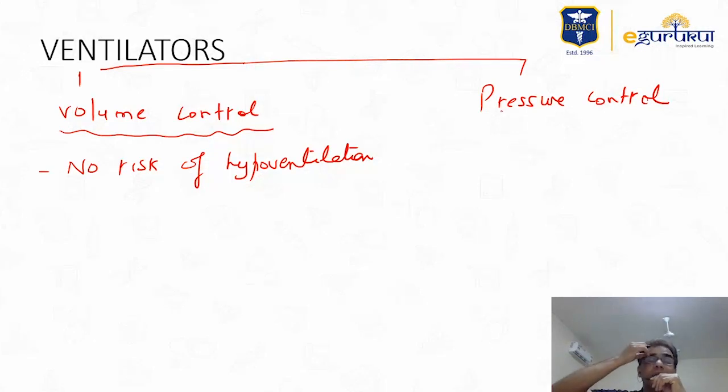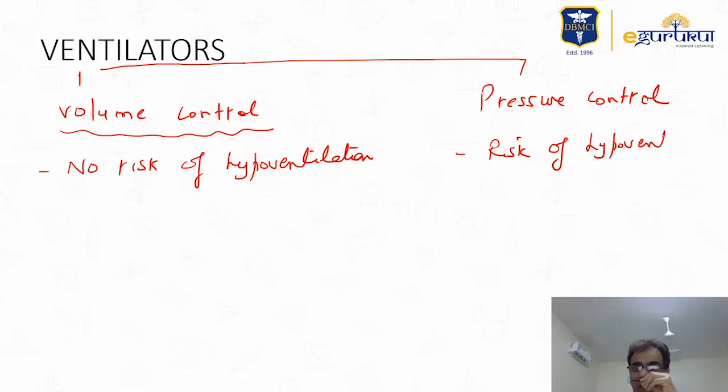Pressure control: say I set a pressure of 20. The ventilator will deliver its breath till the pressure of 20 is achieved. After that, it will stop giving the breath. Now if the patient develops bronchospasm, this pressure will be achieved very early, so the ventilator will deliver less tidal volume. So here tidal volume is not fixed, volume is varying. Volume varying means there is always a risk of hypoventilation. That's a major advantage of volume control, and that's a major disadvantage of pressure control: there is a risk of hypoventilation.